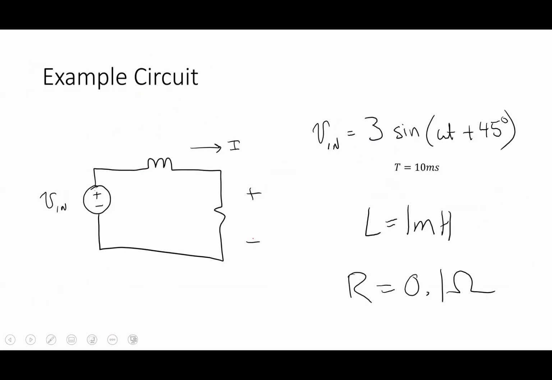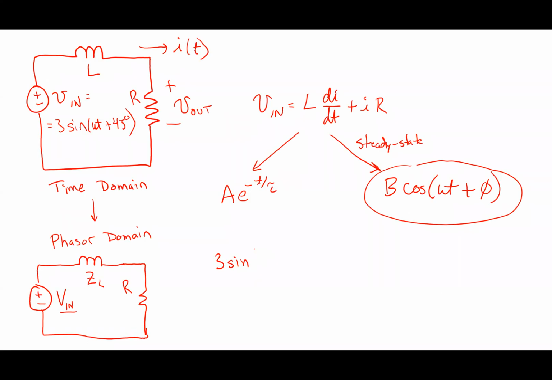So I have 3 sine omega t plus 45 degrees. The first thing is I don't know what omega is here either, do I? So what is my omega? I've been told that the period is 10 milliseconds. So how do I figure out my omega? Omega is equal to 2 pi f, and f is 1 over T. So that's 2 pi over T. In this case, with 10 milliseconds, that's going to be approximately 628 radians per second.